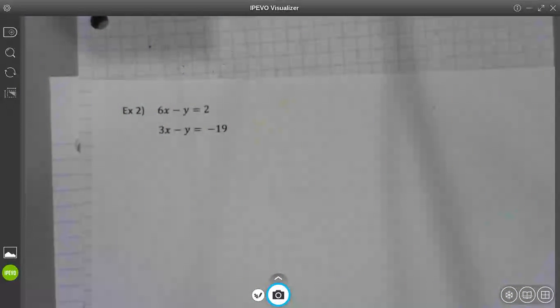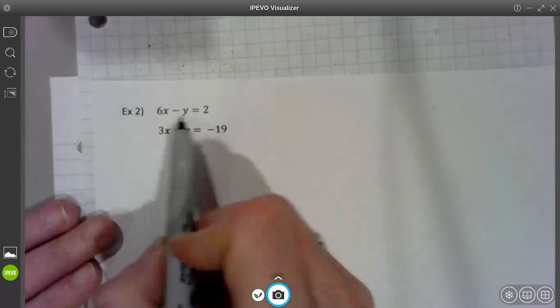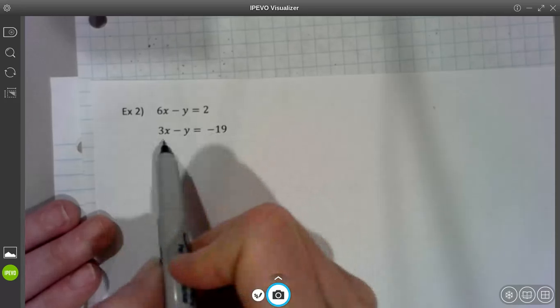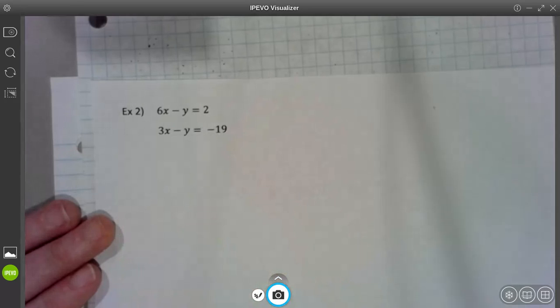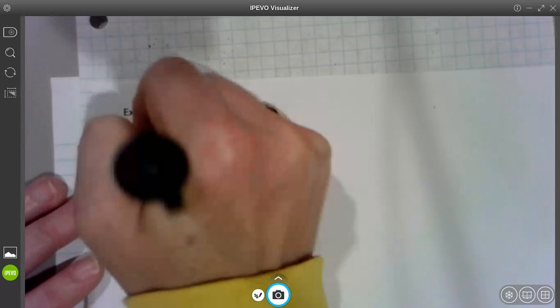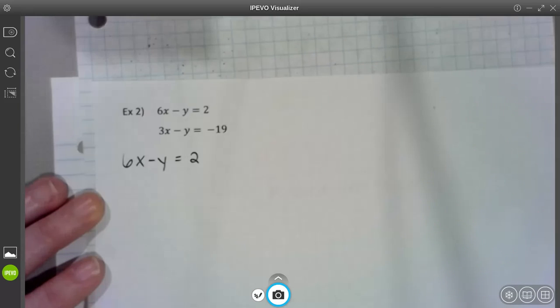So guys, it's a personal choice at this point. I can pick the first y, you can pick the second y, we're all going to get the same answer. I like the numbers in the top equation better than the numbers in the second equation, so I'm going to pick the top one just for that reason. All right, so we're going to take 6x minus y equals 2, and we're going to solve it for y because it's one of the easiest ones to do.